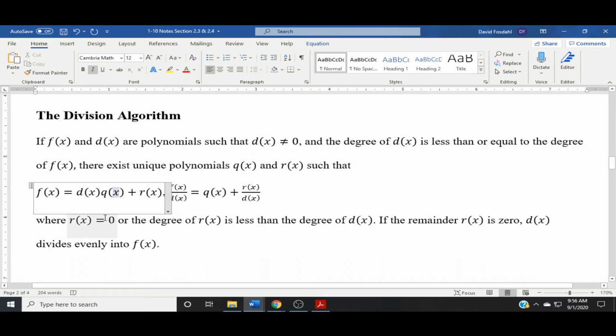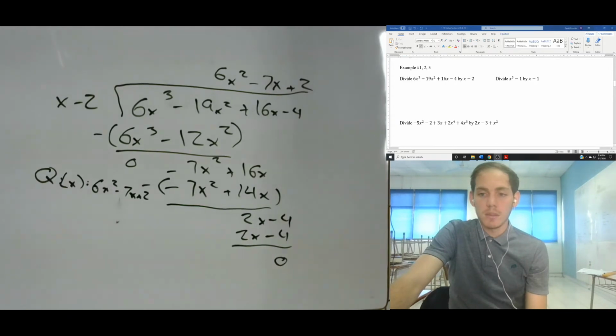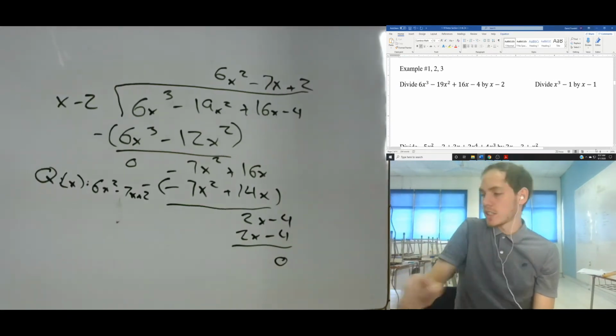Either r of x is 0 or it's not. If it's 0, then you say d of x divides evenly into f of x, or d of x is a factor of f of x. If r of x is a different number, the degree always has to be less than the degree of d of x, okay? Okay, let's practice the problems. Zoom in a little bit more.